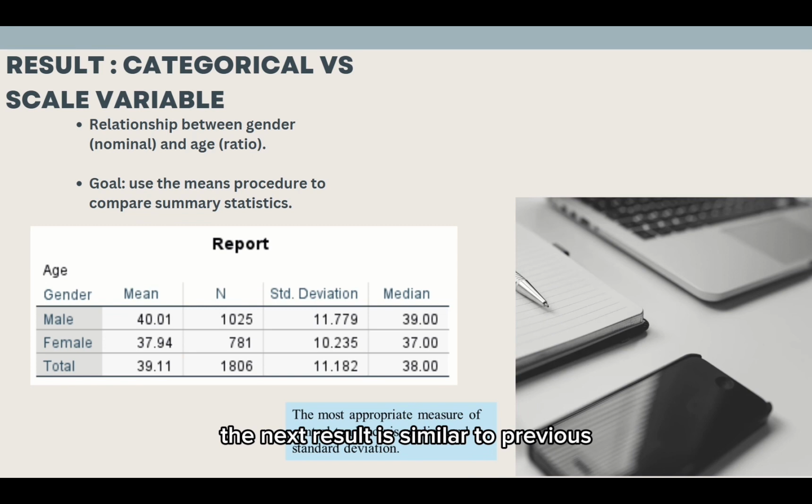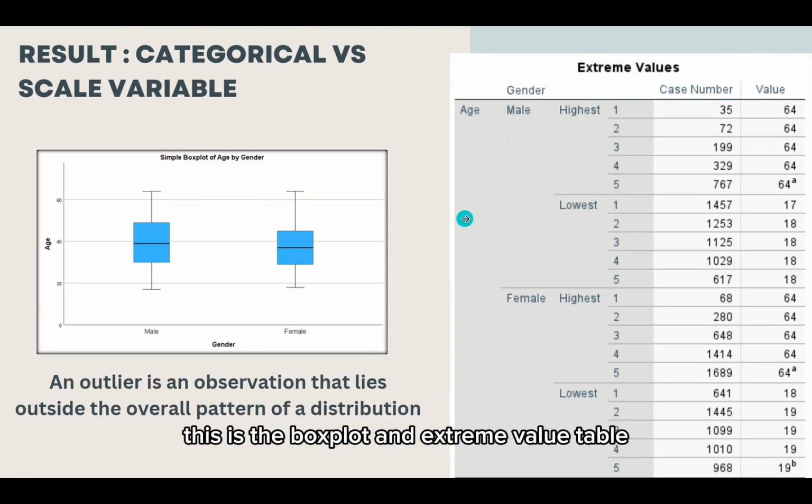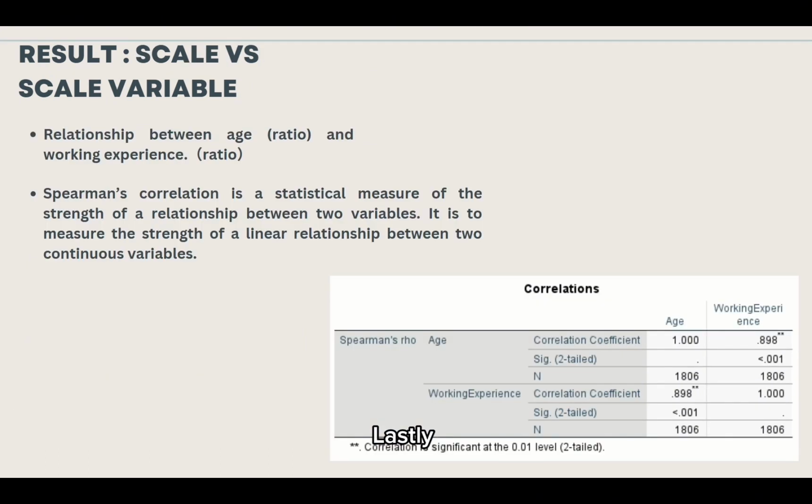The next result is similar to the previous one, which has one category and one scale variable, gender and age. From the table, the ages of male and female are approximately symmetric because the medians are almost the same as the means. This is the box plot and extreme value table of age by gender, run using SPSS.